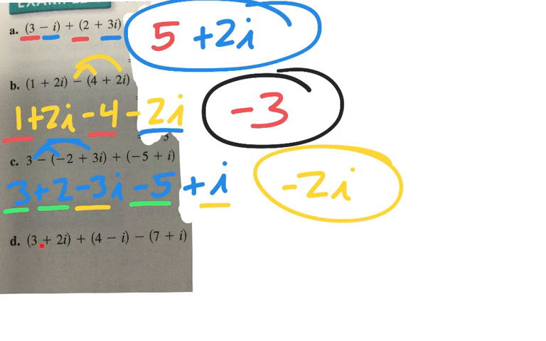So now here, because I'm adding, I'm not really worried about these. I can drop the parentheses, but I'm subtracting this last one, so I have to make sure I distribute the negative. This becomes a negative 7 and a negative i. I'm going to bring everything else down: 3 plus 2i plus 4 minus i.